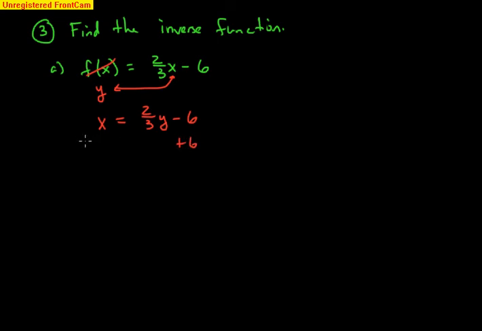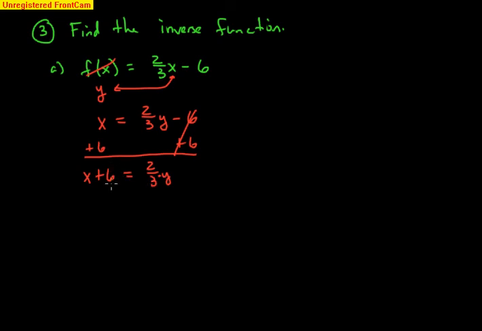Let's add 6 to both sides to get rid of that 6. Remember, this does not combine. It's just x plus 6. And on the right here, we're going to do 2/3 y, leave that alone, and the 6's go away. And now I need to get rid of this 2/3. Now, it is 2/3 times y.